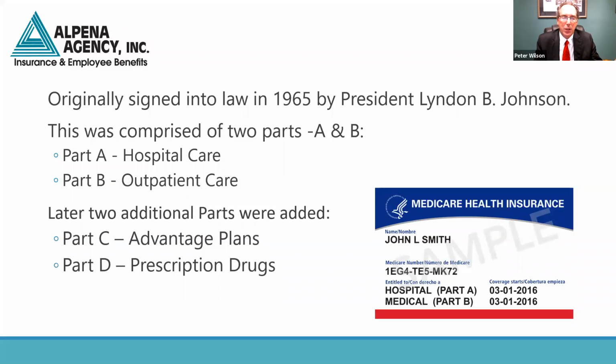Later, after A and B were created, additional parts were added to Medicare. Part C, which are Advantage plans, and Part D, which is the prescription drugs. And as we go along, I'm going to go through each of these components. A and B, that's your original Medicare.